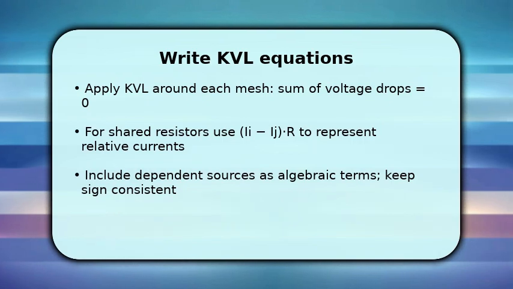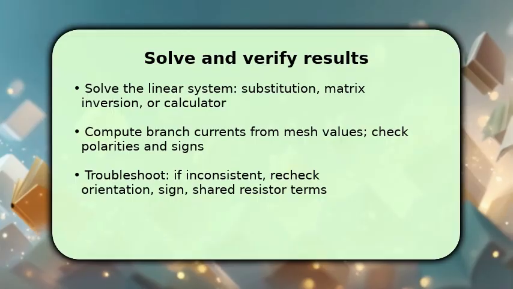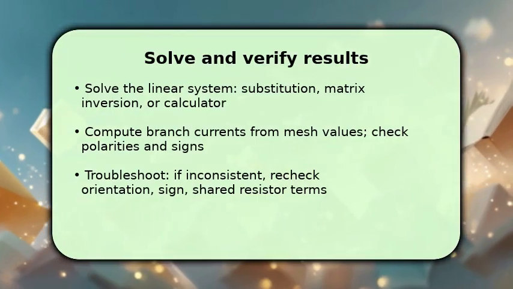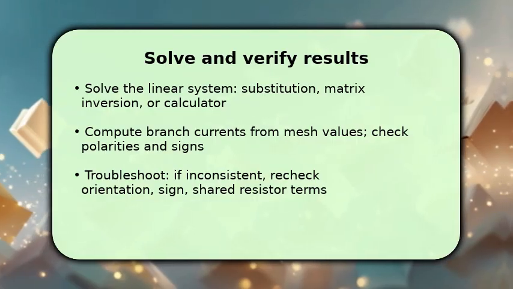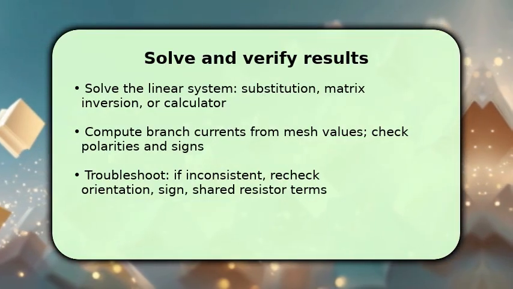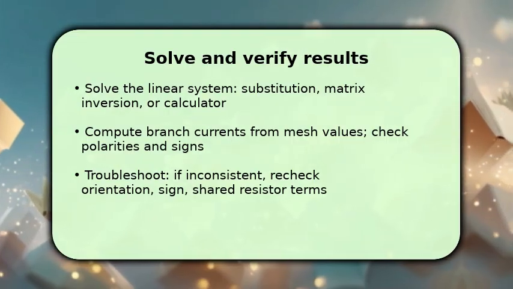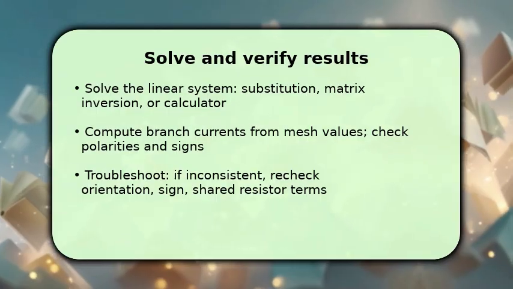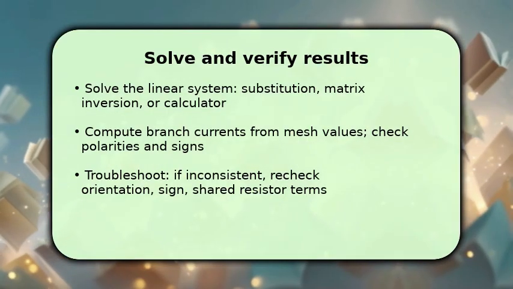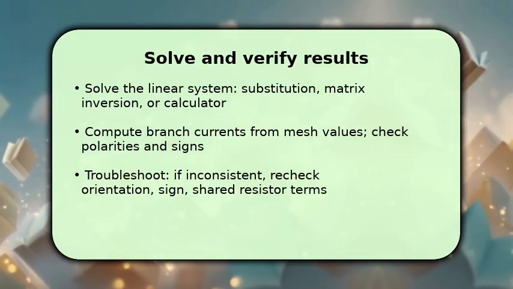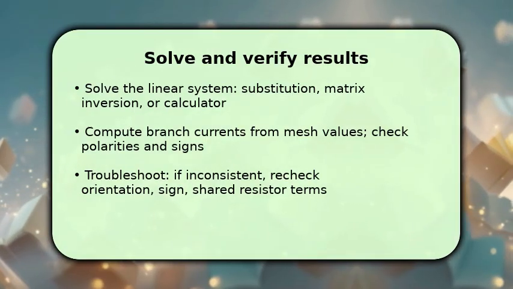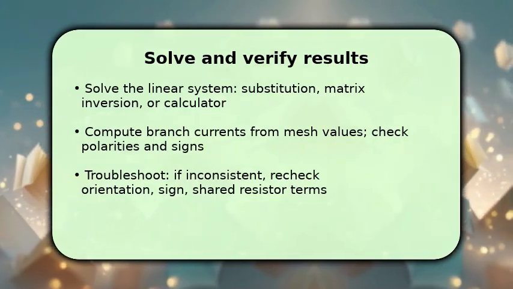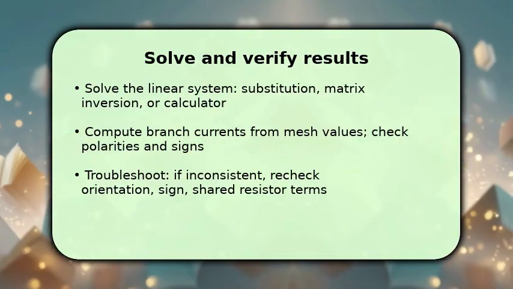You finish by solving the linear system for mesh currents using substitution, Gaussian elimination, or matrix methods. Choose what is fastest. Once you have mesh currents, compute any branch currents by combining adjacent mesh currents, add or subtract as oriented. Verify power balance and polarities. If something feels off, check your sign conventions and the I minus J terms for shared resistors. One key tip: a single wrong sign in a KVL equation is the usual culprit.